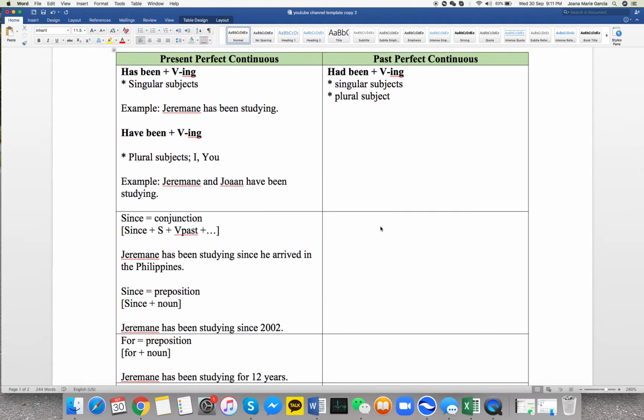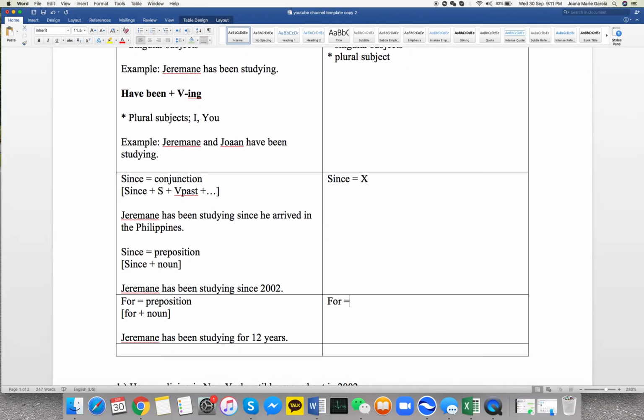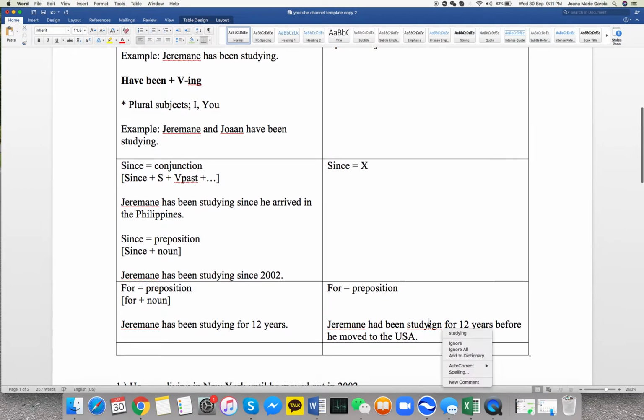Now, for the past perfect continuous, you cannot use since for this pattern. Impossible. But you can use for, as a preposition as well. So let's have an example. Jermaine had been studying for 12 years before he moved to the United States of America, or to the USA. So as you can see there, we use for 12 years.